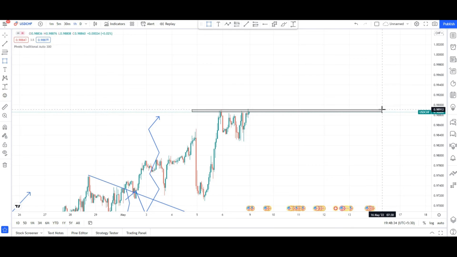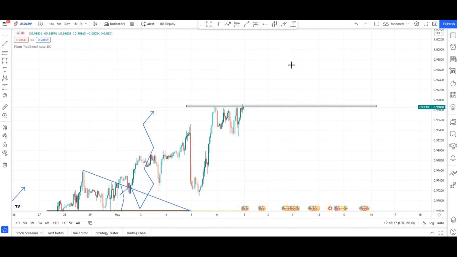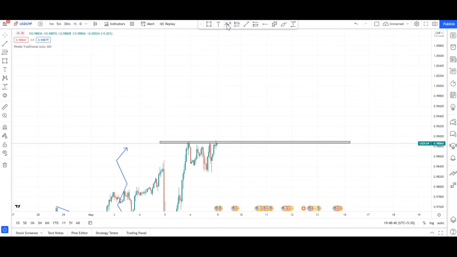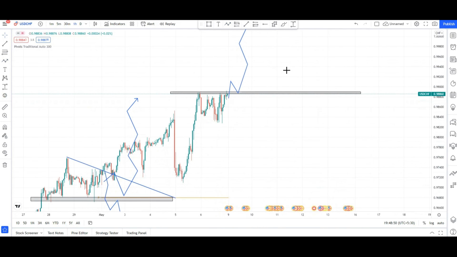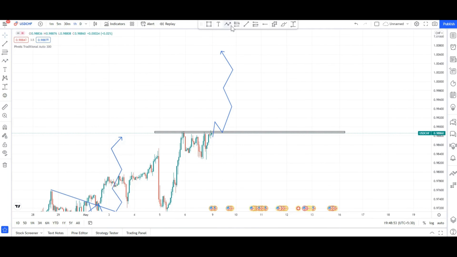Okay guys, this is the continuous resistance area it is facing. So what we can see is if it takes support somewhere here, then you can expect your first target, second, third, and you can expect 4 targets. Okay guys, these are the 4 targets in upside momentum if it takes resistance. Then you can go for first target, second target, third. This will be the fourth target, and this will be the final fifth target.